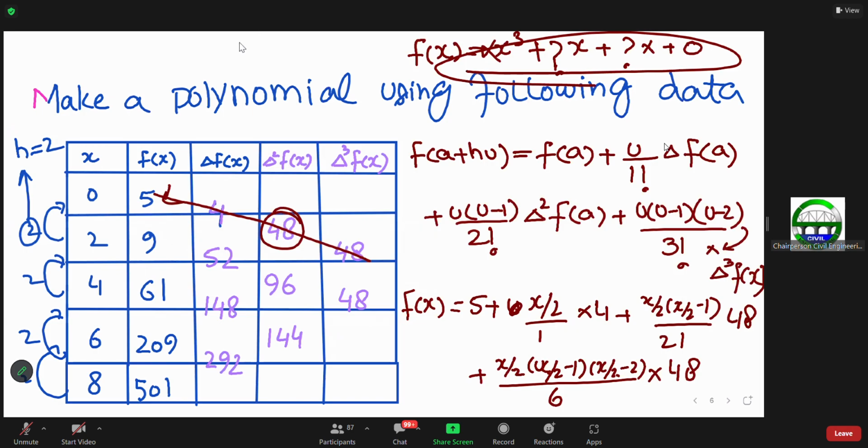I don't know if I can change the background. I don't know.